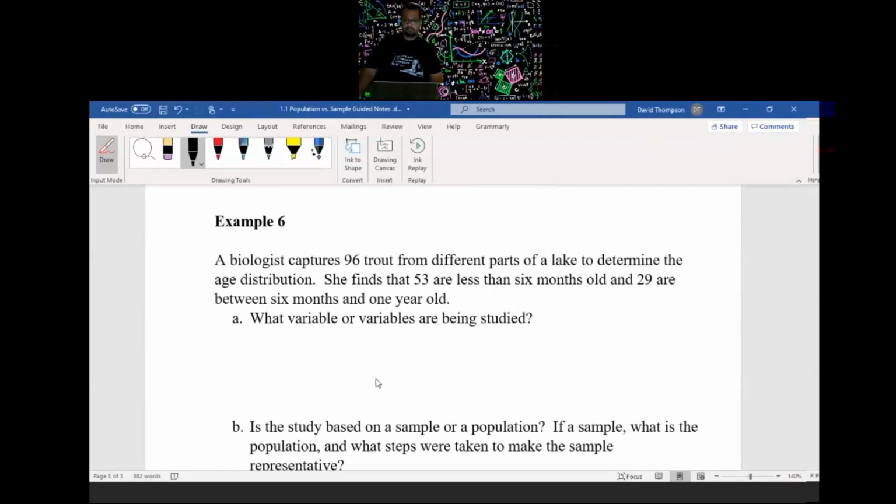Number 6. A biologist captures 96 trout from different parts of a lake to determine the age distribution. She finds that 53 are less than 6 months old and 29 are between 6 months and 1 year old. What variable or variables are being studied? The variables being studied are the age of the trout.